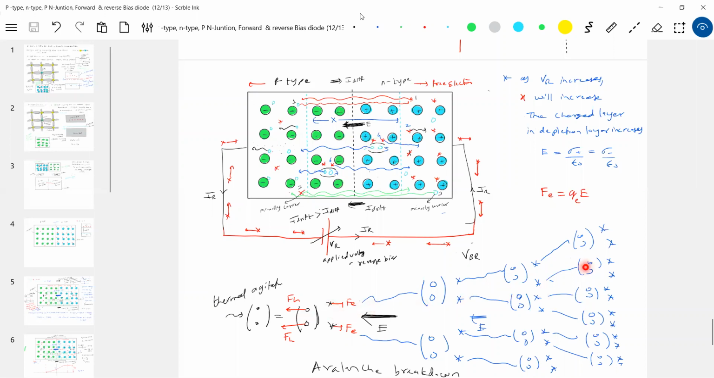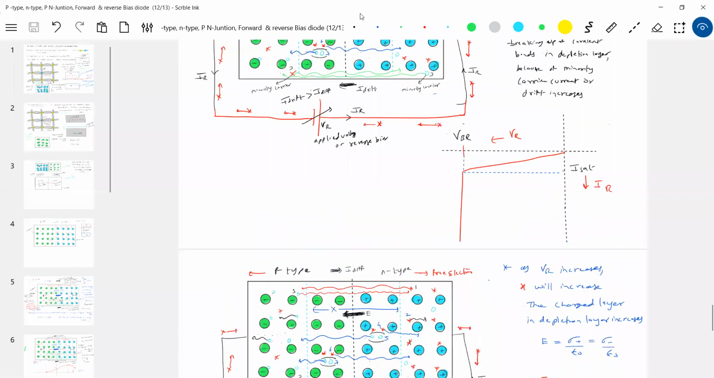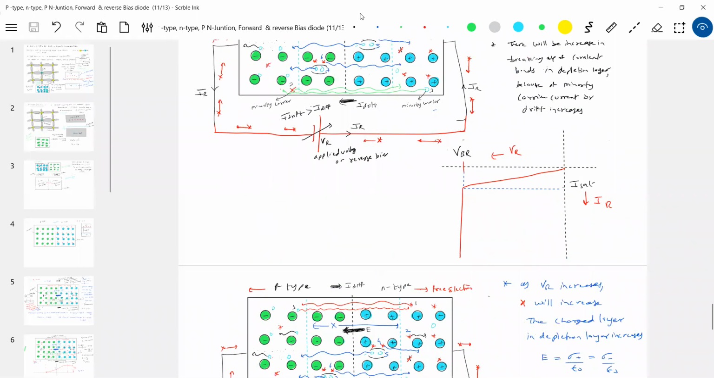Like this, an avalanche will occur. A large number of minority carriers will flow and a large current. How much was it earlier? 10 to the power of minus 18. Here the order of current will be milliampere. That's why I have to show it here. That IR we show like this in the book.